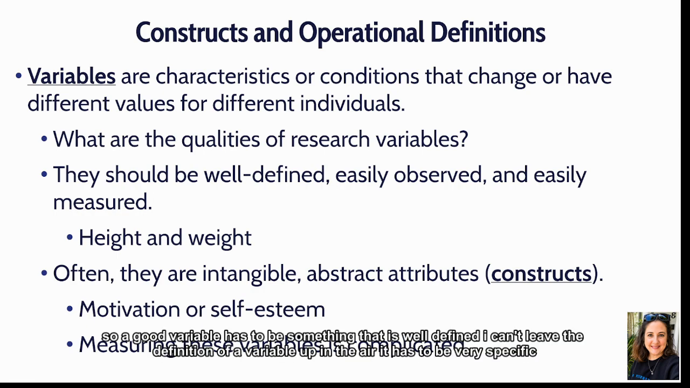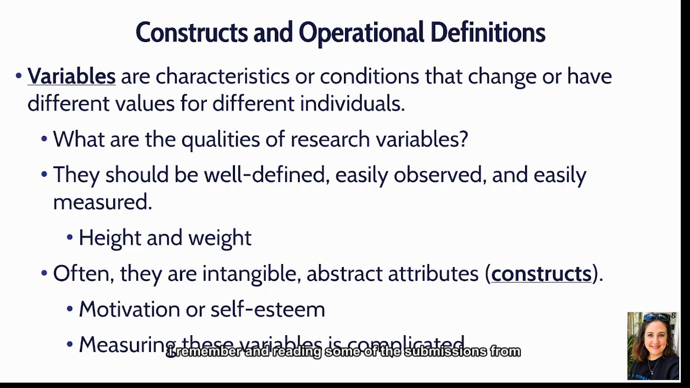A good variable has to be something that is well defined. I can't leave the definition of a variable up in the air. It has to be very specific. I remember in reading some of the submissions from my last class in the spring this year, their research papers, there were a couple of times when students postulated that they were going to study the relationship between variable X and variable Y. But the definition of variable X was very vague. And that can't happen in research. The definition of a variable has to be very specific.